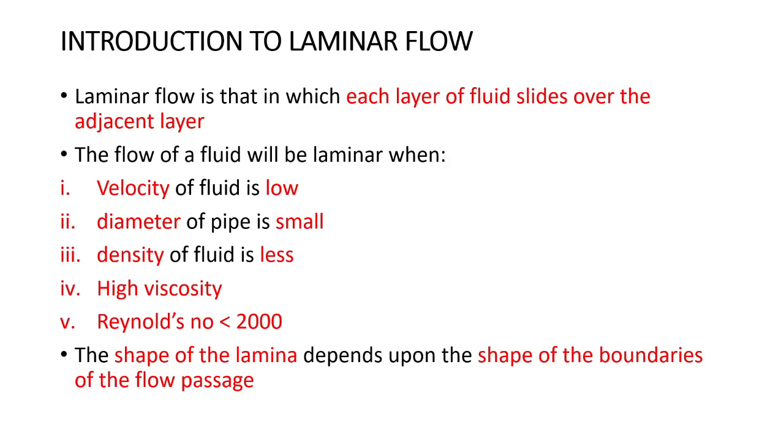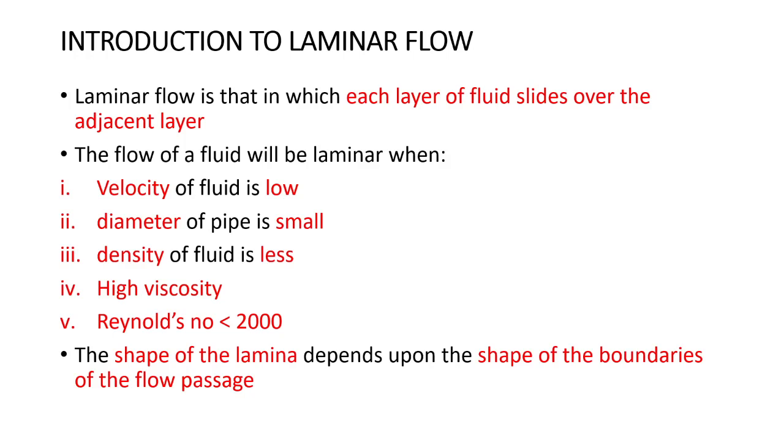The flow of the fluid will be laminar in the following cases. We can say that the flow of fluid is laminar when, first, the velocity of the fluid is low; second, when the diameter of the pipe is small; third, when the density of the fluid is very low; fourth, when the viscosity is high; and fifth, that is the main one, when the Reynolds number is less than 2000. By these parameters we can distinguish the flow of fluid that will be laminar.